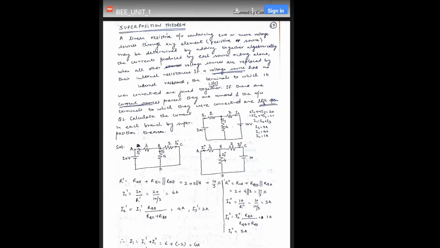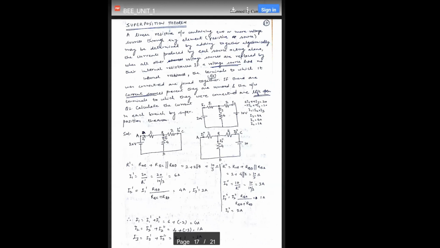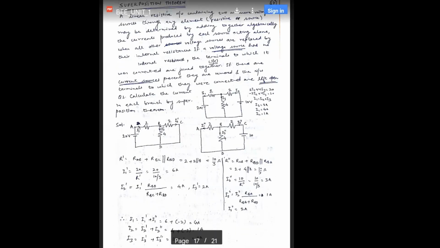Okay, so this word algebraically is very important because it suggests that the currents are to be added using vector addition and not simple addition. This thing is very important. Okay, so this theorem is clear to you. So let's move to numericals. Is this clear to you, everyone?